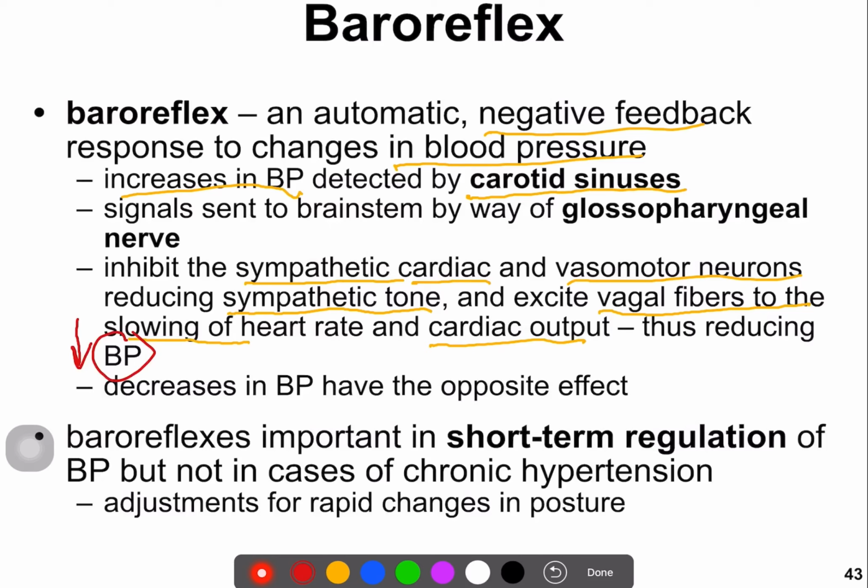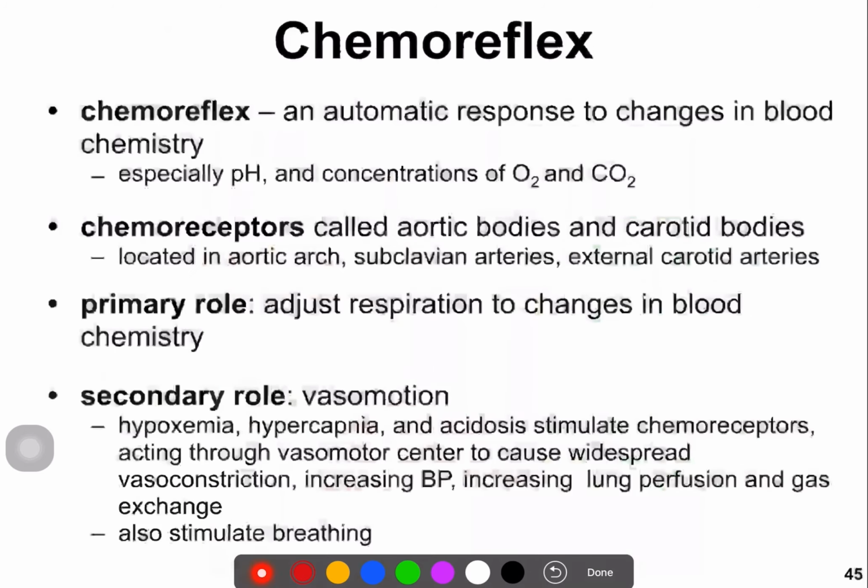Now, baroreflexes are basically good for short-term regulation. They're really not designed for dealing with things like chronic hypertension. Basically, very quick changes in posture, getting up, sitting down, lying down, things like that is where they really have a big role.